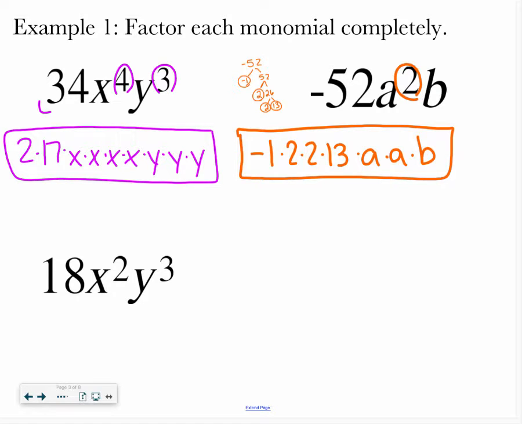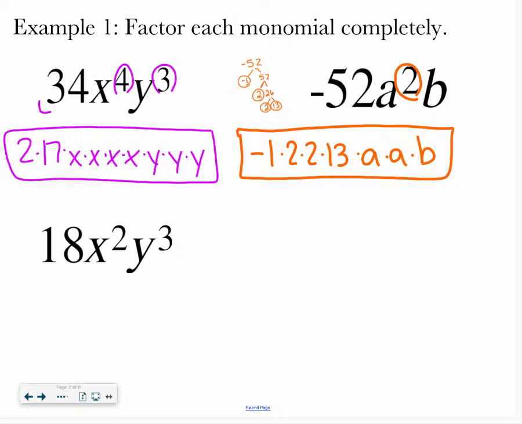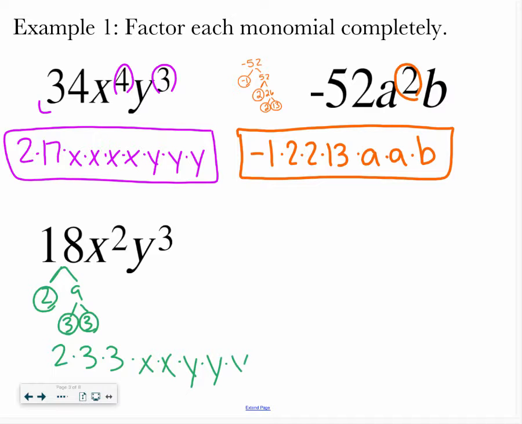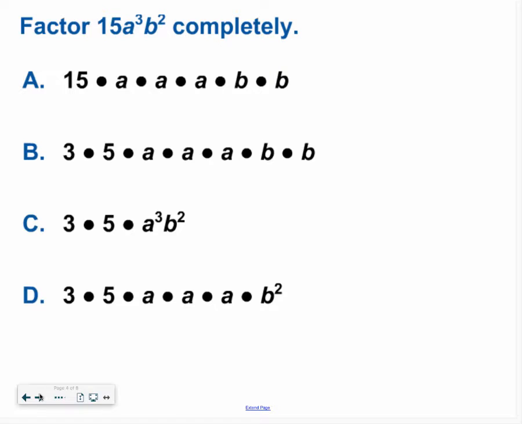And then I want to break up 18x squared y cubed. So 18 is the product of 2 times 9. 9 is 3 times 3. Those are all prime factors now. So I have 2 times 3 times 3 times x times x times y times y times y. And that is my final answer, okay? Why don't you go ahead and try one on your own? Hopefully the answer you got was 3 times 5 times a times a times a times b times b. If you have any questions about that, be sure to ask for some help.